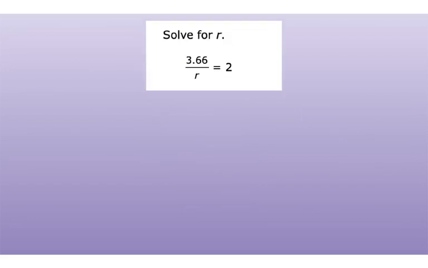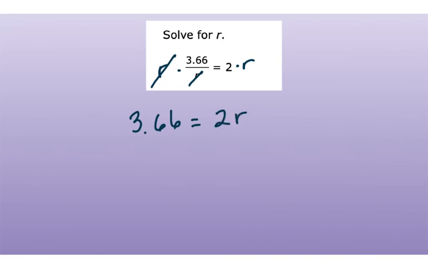So for this one, this is goofy because the r is in the denominator. I need to solve for that r, but the first thing I need to do is get that r out of the denominator. So I'm going to go ahead and multiply both sides by r. The reason I do that is because on the left, my r's will then cancel out, which is what I want, because I don't want to be dealing with a variable in the denominator. That sounds messy. So I get 3.66 is equal to 2 times r.